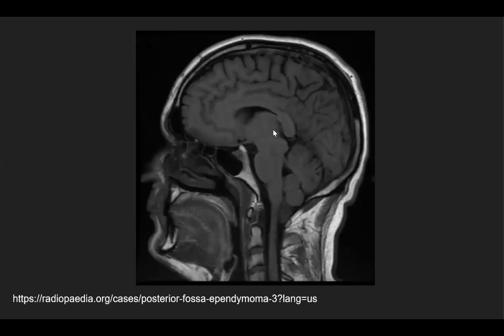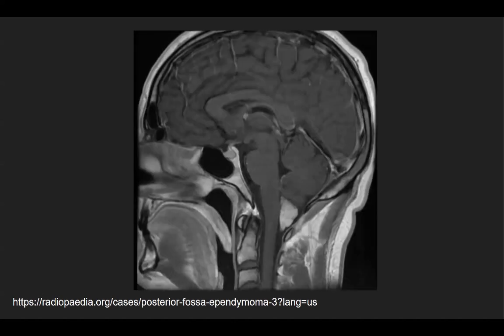So, what do you see here? Where is the lesion? At the level of the fourth ventricle. No. Even better. If you had to say it better, what would you say? It's foramen magnum.